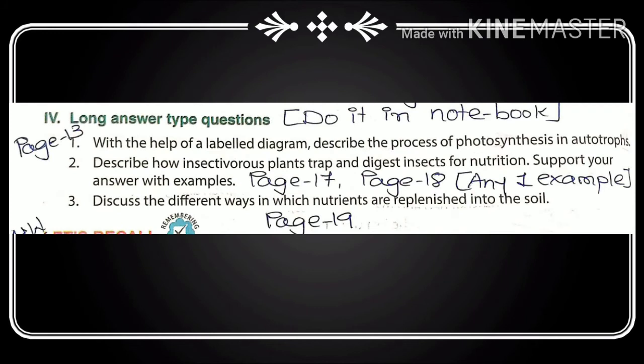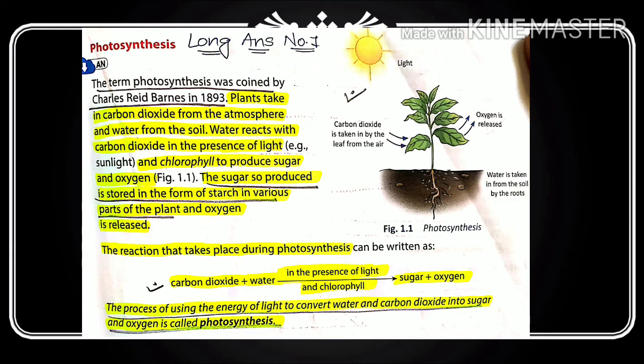Now we will discuss long answer type questions. These also you have to write down in your F&B of biology. The first question is, with the help of a labeled diagram describe the process of photosynthesis in autotrophs. Take out page number 13. You can see the highlighted portion is the answer.